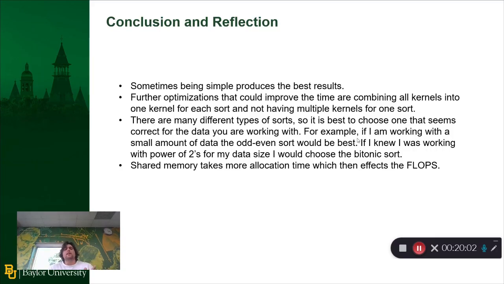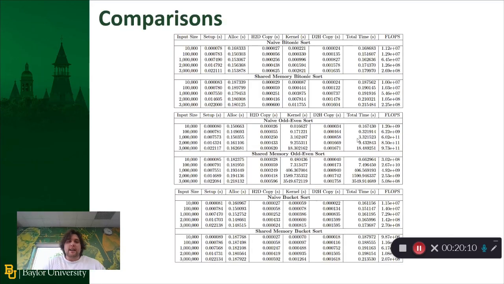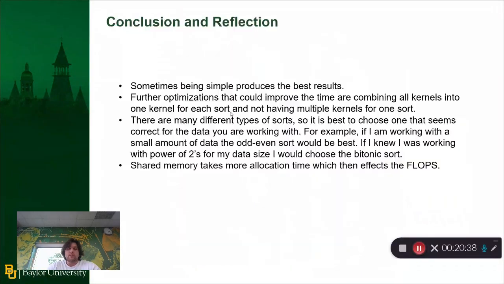And so I found out that the shared memory actually takes more allocation time, which affects the flops. As you can see, we can go back to our comparison. Our allocation time for our shared memory was increased by about 0.3 seconds. It makes a huge difference in the big picture, because it reduced our flops by a lot. And we need those flops to be very high so that we know our CPU and GPU are running properly and doing efficient work.